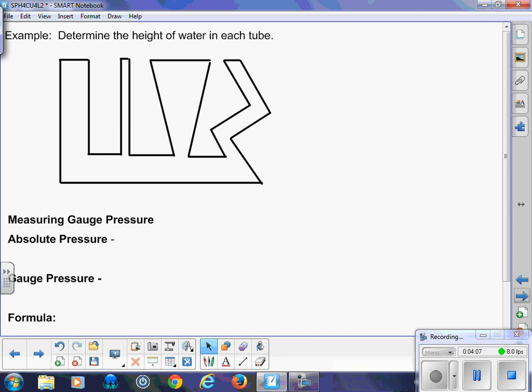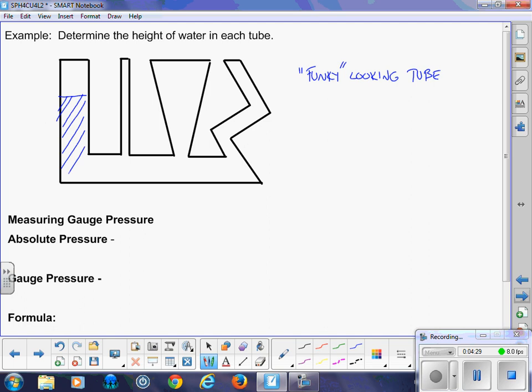Now, I want to talk about atmospheric pressure here. So what I have here is a funky looking tube. So what's going to happen is I'm going to fill this tube with water. So I'm going to pour water in, and I'm going to fill it to this level right here. So the first tube gets filled up. My question is, how high does the water rise in the other three tubes?